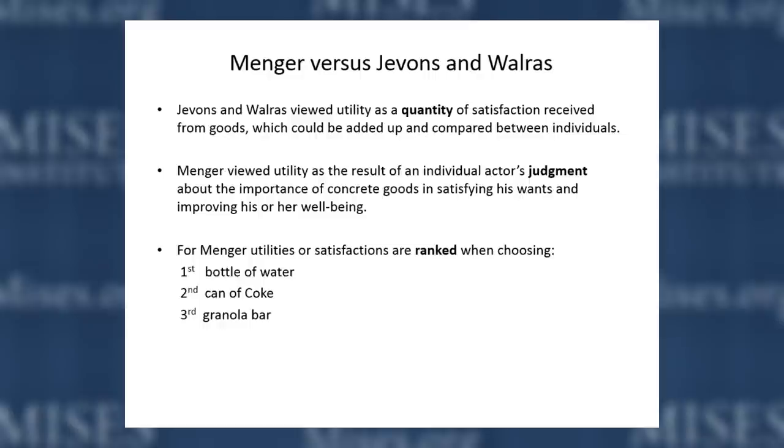Now, the important difference in the conceptions of marginal utility by Menger on the one hand and Jevons and Walras on the other hand is that Jevons and Walras conceived of utility as a quantity of satisfaction that could be added up. So if you had a can of Coke, that might equal 10 utils. And if you had a granola bar, that might be another 15 utils. So you had 25 utils of satisfaction that you were consuming. But of course, the question is, what the heck is a util? There is no unit in which satisfaction, which is an intensive magnitude, can be measured.